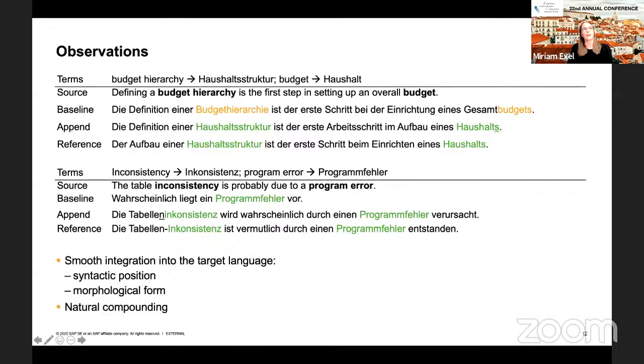And in the second example, you can see that the terms have also been enforced, which did not happen very well for the baseline, and that the inconsistency here in German is compounded very nicely to the head word, so to Tabelle, with the respective compounding morpheme.